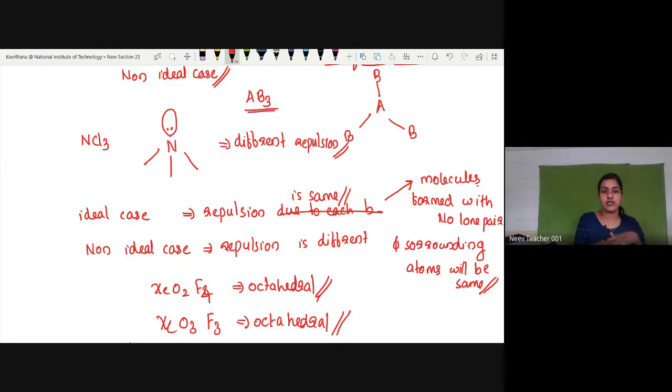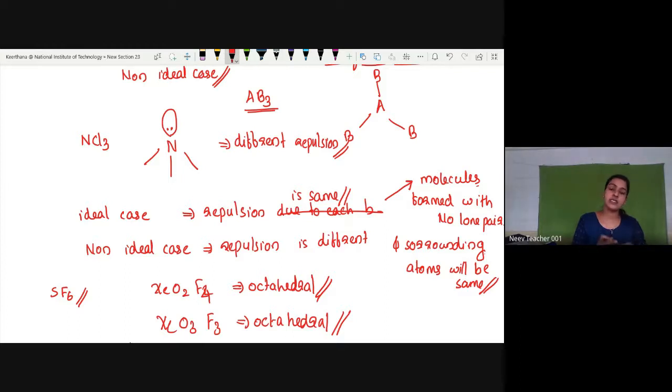Are you getting my point? But when you are considering SF6, all bonds are the same, so they will have the same repulsion between the bonds, and there is no lone pair. So the ideal case is molecules with no lone pair and surrounded by the same atoms. I will give the BBr3, BCl3 explanation. This is called the ideal case.